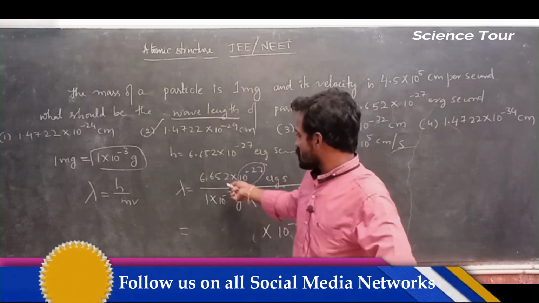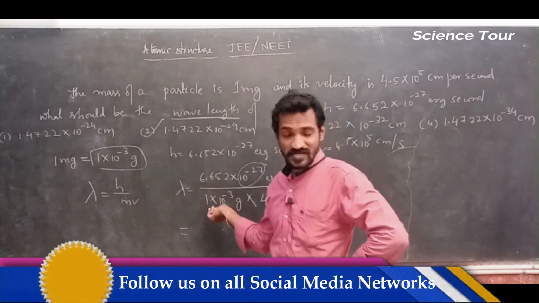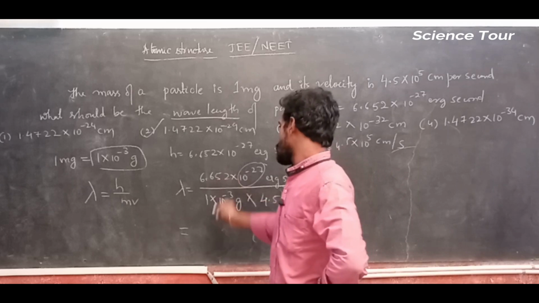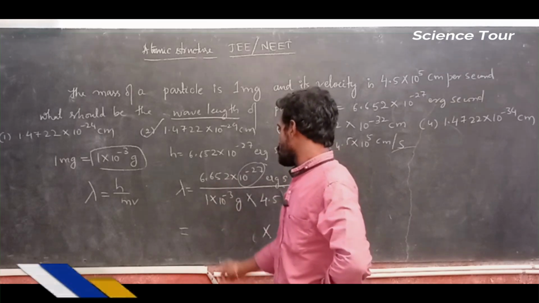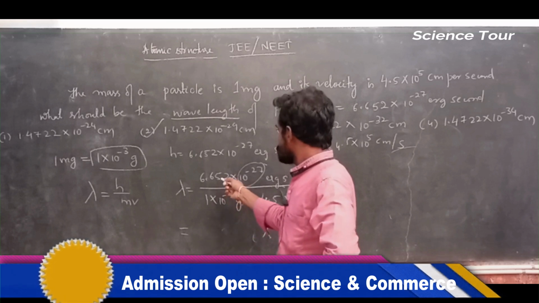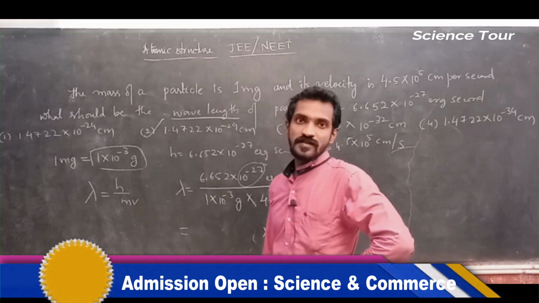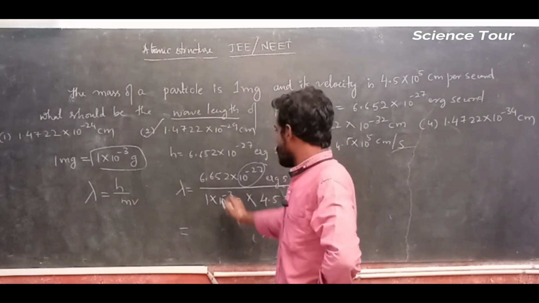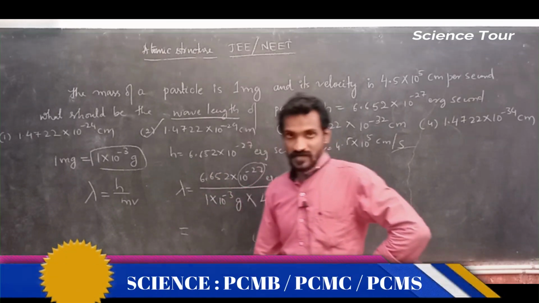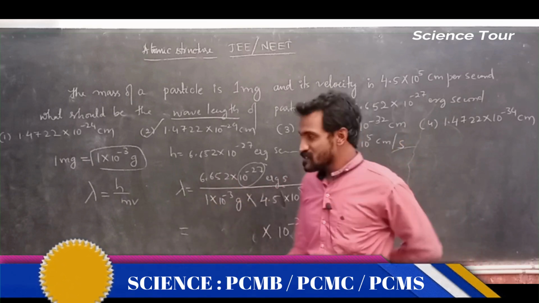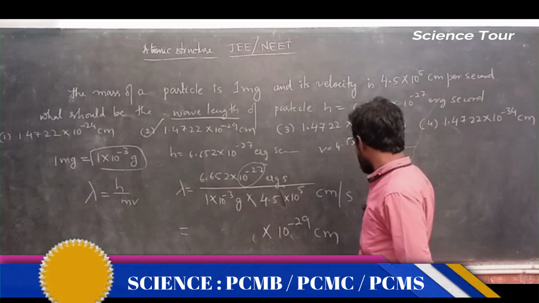But later you solve this one. Solving this one is not required. How fast you got the answer? 6.652. 6.652 you can take as 7. That means 7 you consider. This is the calculation part, otherwise it's very difficult. 6.652 is there, that you consider 7.